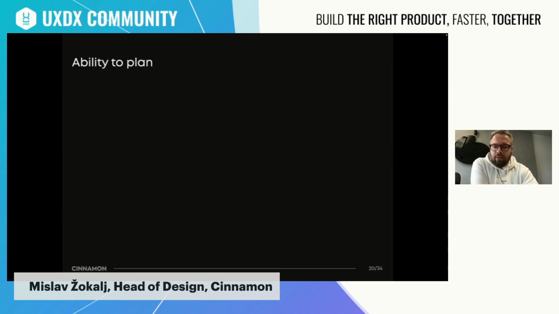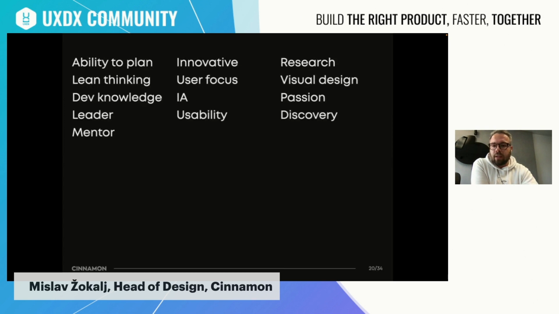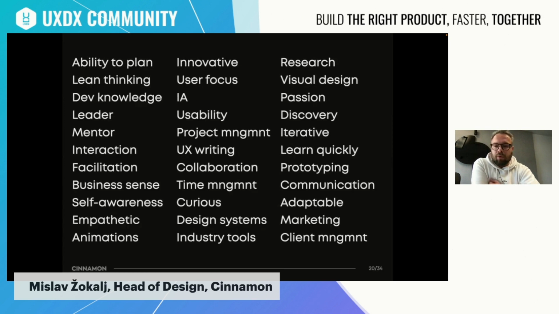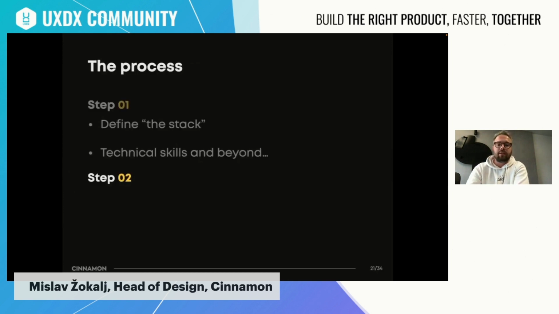So this is how it looked. We had ability to plan, we had innovative, we had research, we had lean thinking, we had user focus, and then we had 30 plus more skills. I think in the end there were 40-ish skills, but on the slide I can only fit, I think, 30 or something like that. And that was too much. It's not easy to define all of these skills and also define all the levels of those skills, but also it's almost impossible to rate someone on all of these skills.